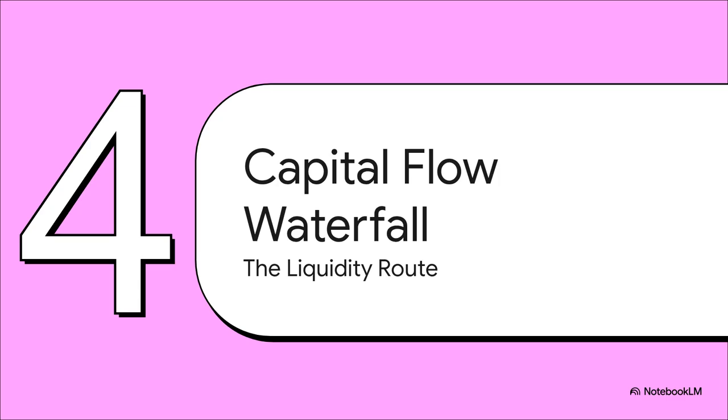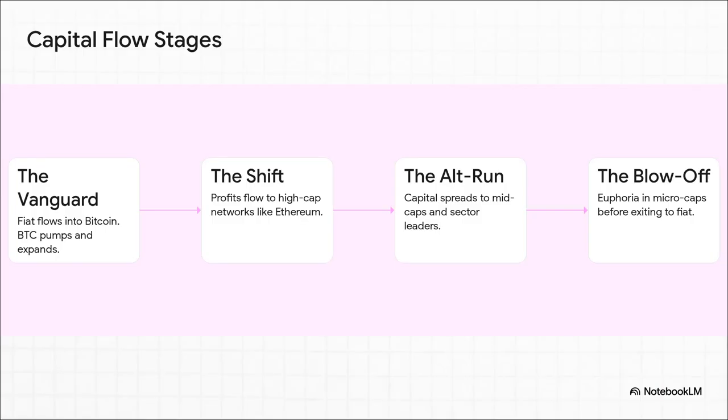Let's move to Section 4 and see how this builds. The capital flow waterfall, the liquidity route. Because here's the thing, liquidity inside crypto doesn't just move around randomly. It doesn't bounce from coin to coin by chance. It actually cascades in a highly predictable chronological sequence. It totally does. It behaves just like a waterfall, dropping through 4 distinct stages. Stage 1 is the vanguard. Fiat currency flows directly into Bitcoin. Bitcoin pumps, its dominance expands, and all that media hype begins.